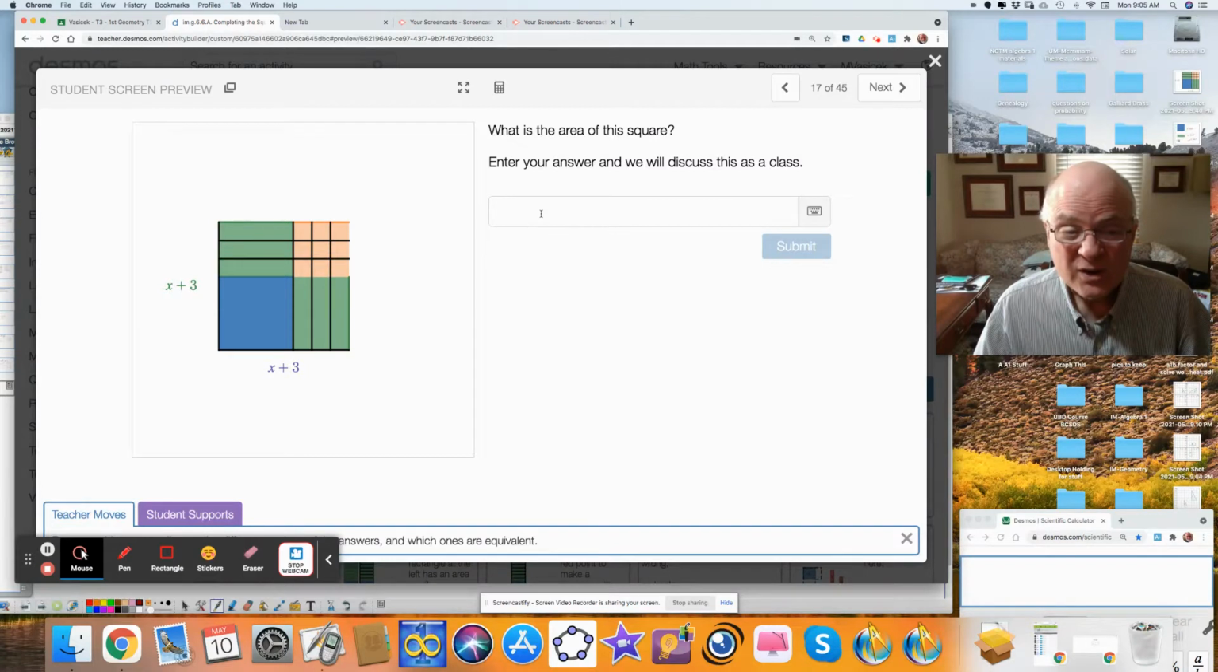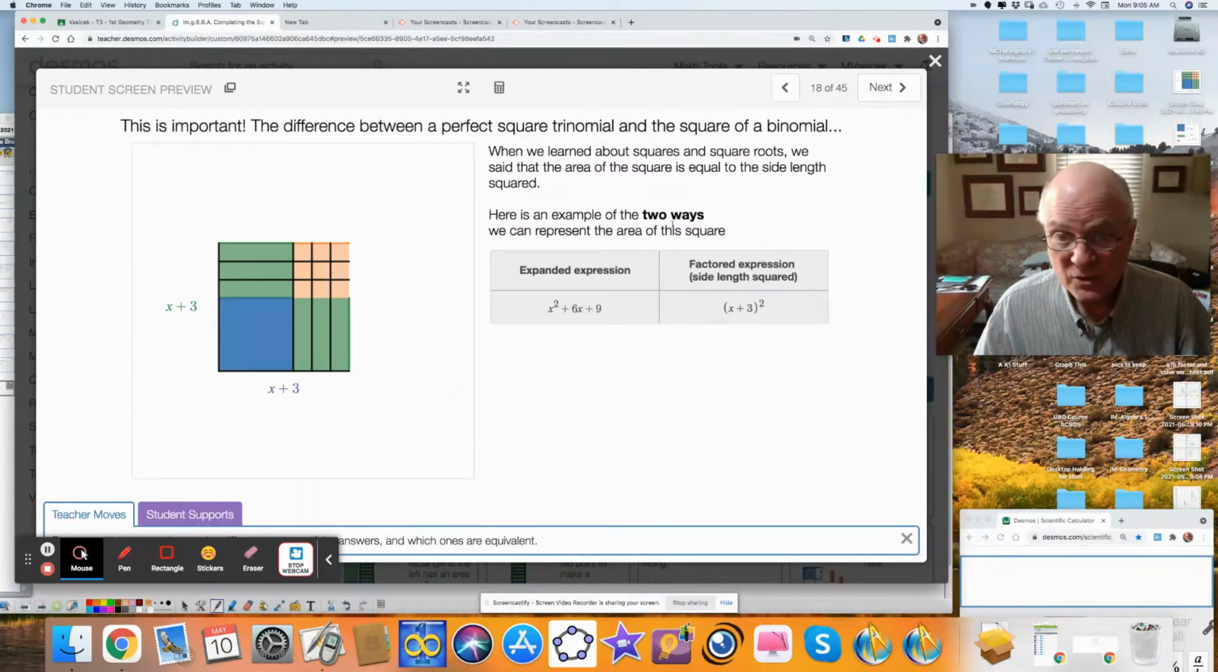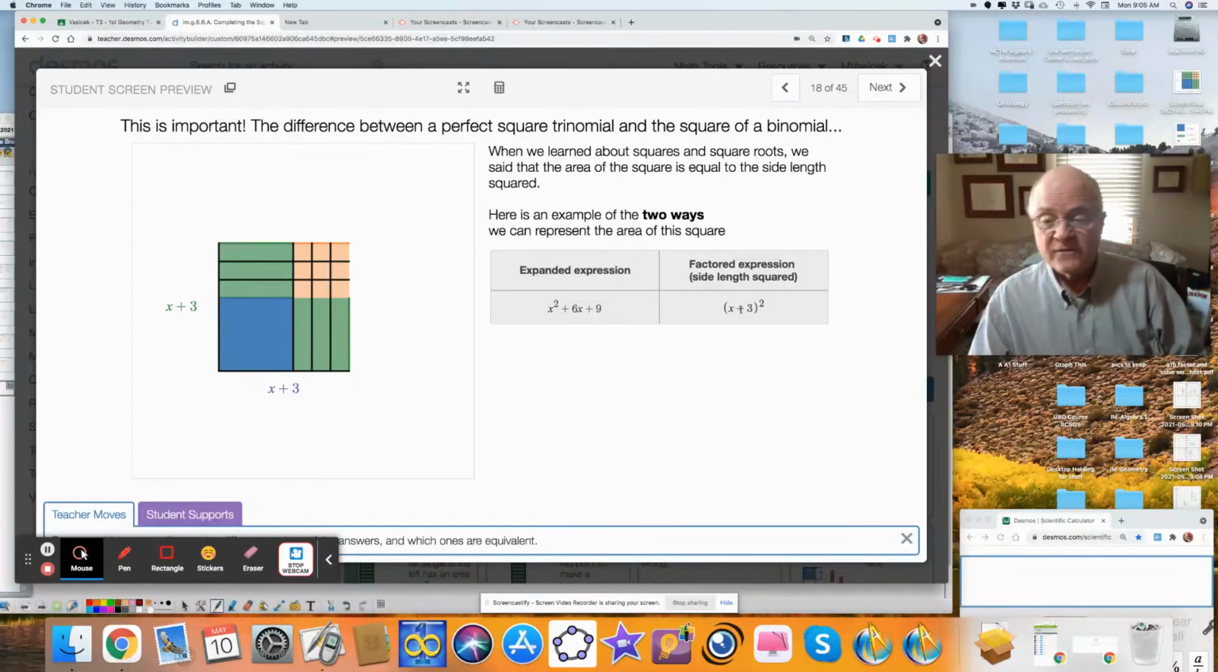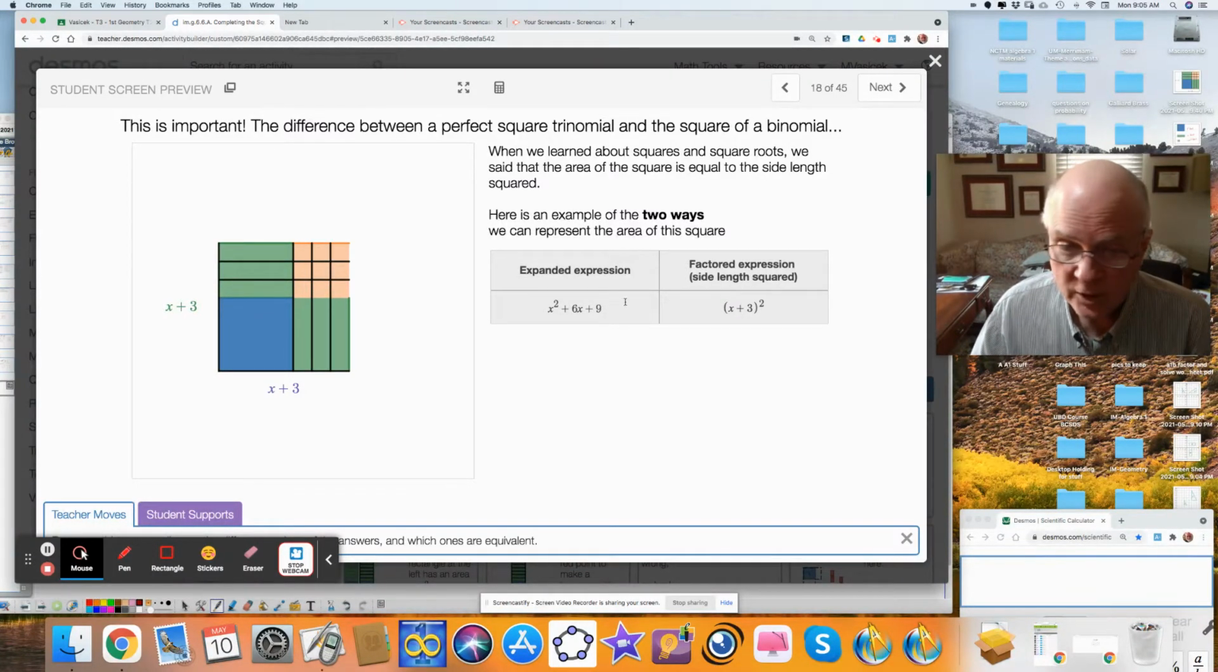What's the area of this square? Well, there's two ways of writing it. You could write it in expanded form, where you take the x squared, the 6 green blocks, and the 9 extras. Or you could write it x plus 3 times x plus 3. So this would be the factored form, the square of a binomial. This is a perfect square trinomial.